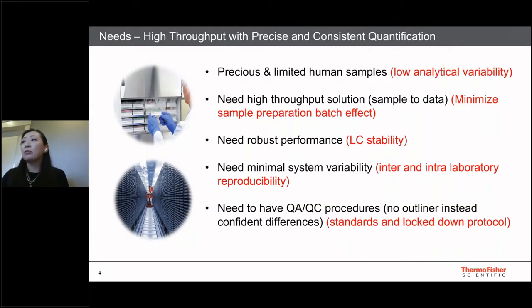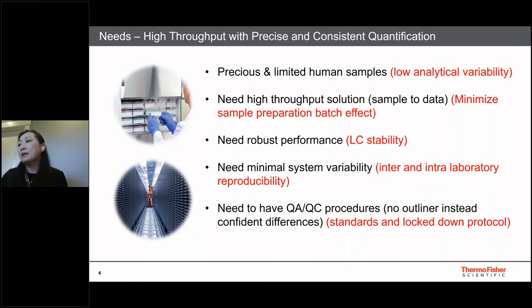It is important to consider throughput and quantification consistency when you choose the analytical workflow for biomarker discovery. How do you design the workflow to address the need for high throughput with precise quantification and consistency for large-scale studies? First, the sample preparation workflow needs to have low variability because we are handling precious and limited human samples. Secondly, the ability to prepare a large number of samples simultaneously with a standardized method significantly reduces the sample prep batch effect. Third, a high flow rate produces more robust LC performance for LC-MS analysis.